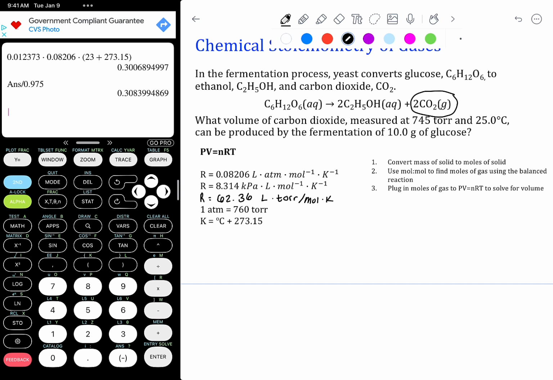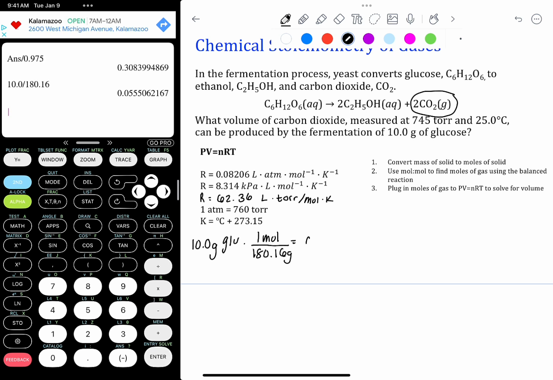The first step we're going to want to do is convert our mass of glucose to moles of glucose. So to do that, we're going to start with 10 grams of glucose, which I'll just call glu, and we're going to divide it by its molar mass of 180.16 grams in 1 mole. So we'll take 10, divide it by 180.16 to get 0.0550506 moles of glucose. So we did step 1.